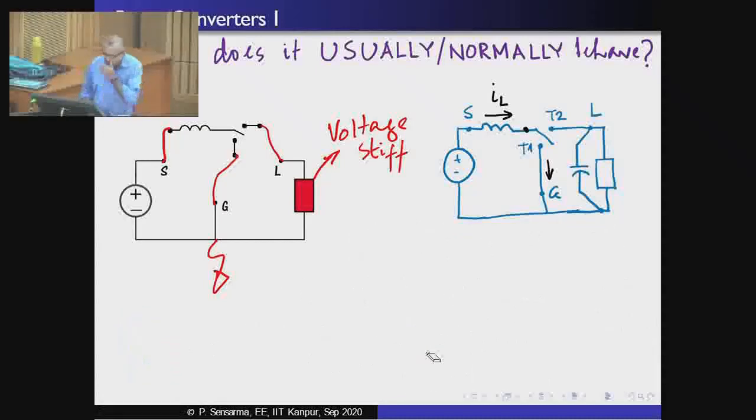So, we will give a few names. We will say that the source voltage is Vg, and the output voltage or the load voltage is Vo. The reference polarities are as shown.